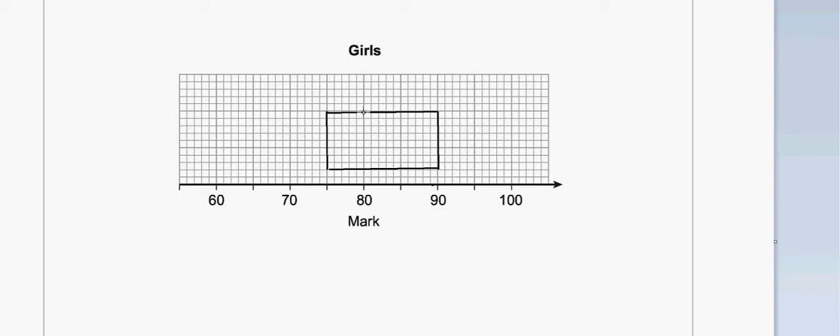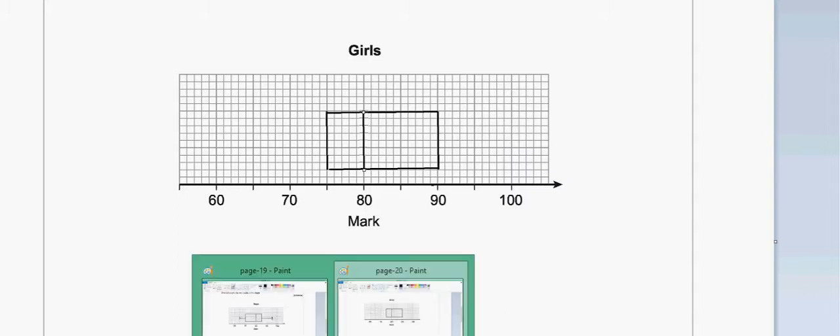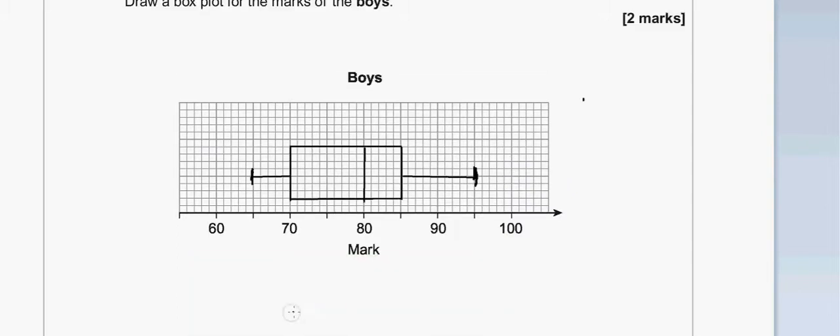So the median doesn't alter. If it's for the whole class and it's for the boys, if the girls' median altered, it would shift for the whole class, but it doesn't. Now we just need to know the lowest mark and the highest mark for the girls.